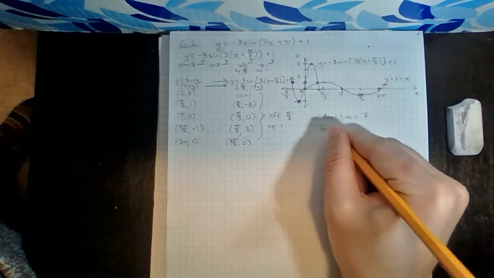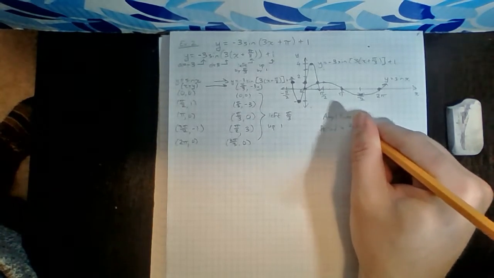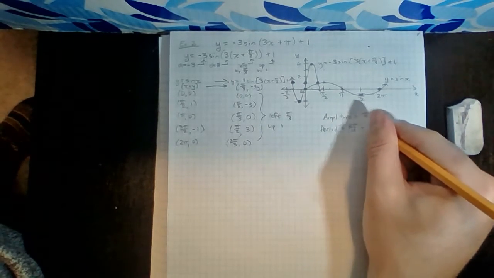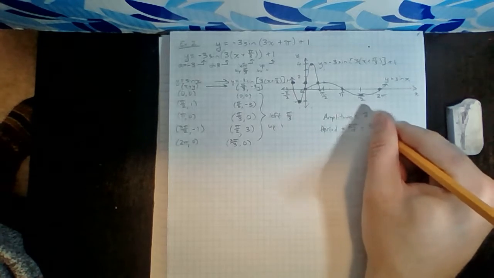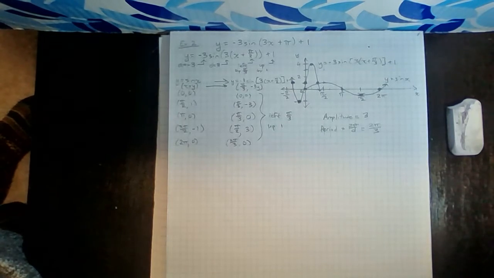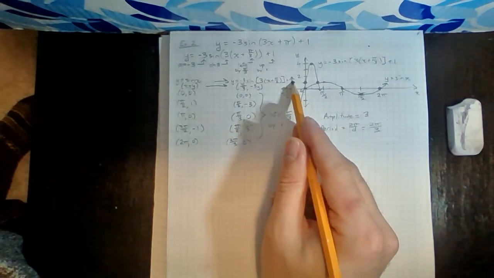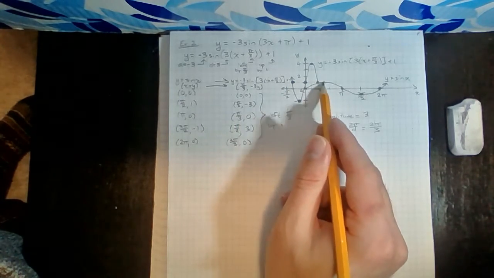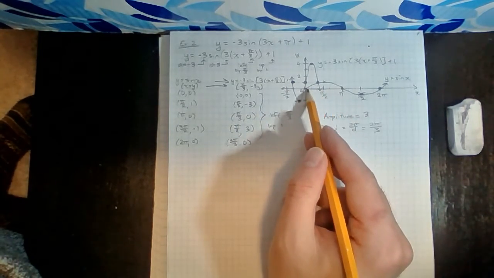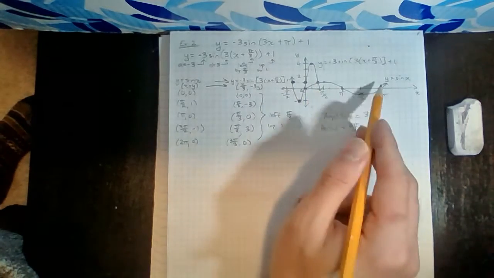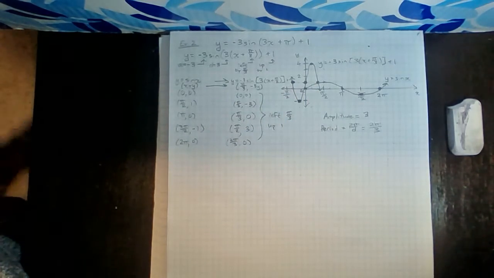Our period is 2 pi divided by our d coefficient. So in this case, our d was 3. So our period is going to be 2 pi over 3. So to complete one cycle, 1, 2, 3, 4 of these units, we already had known that 4 units across was 2 pi over 3. So that makes sense looking at our graph.